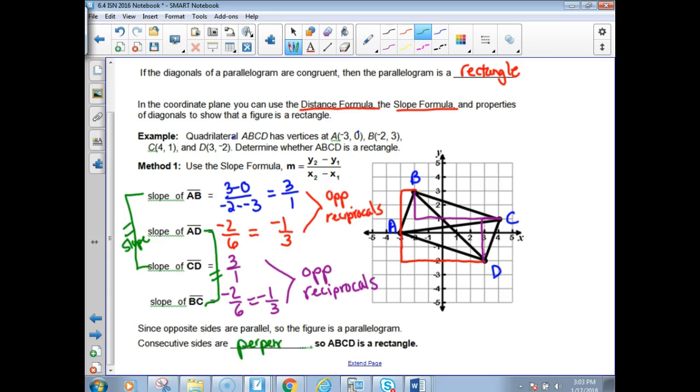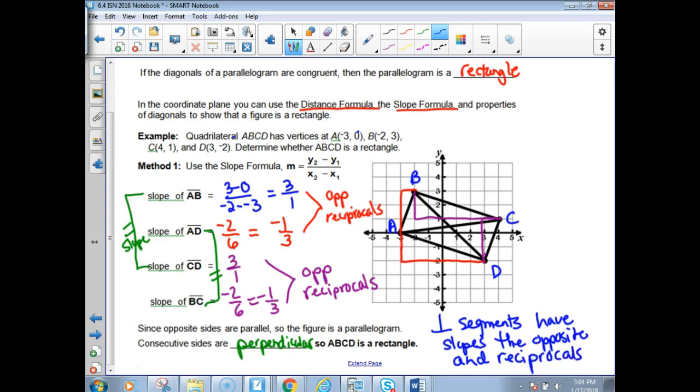Why? And this was a concept we had trouble with last semester. Perpendicular segments or lines have slopes that are opposite and reciprocals. So they're opposite in sign, and they are flipovers or reciprocals, however you want to say it. The proper term is reciprocals. I say flipovers to try to get you to remember to flip them over.